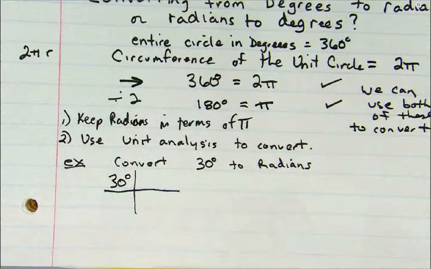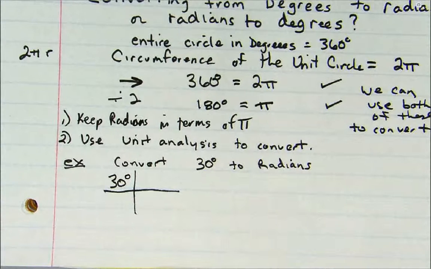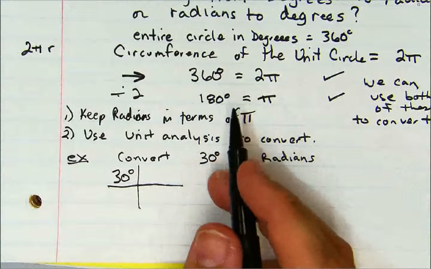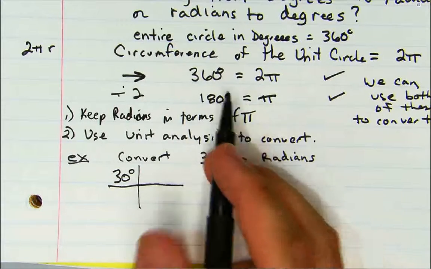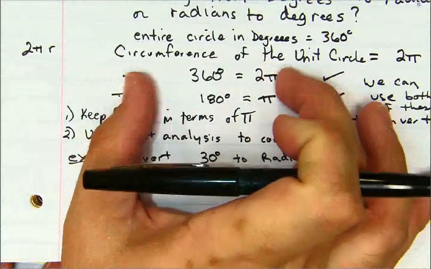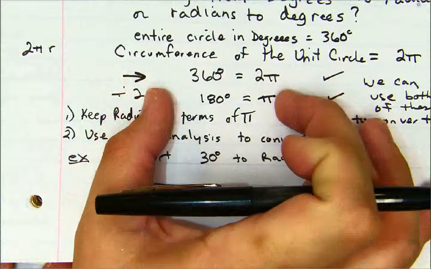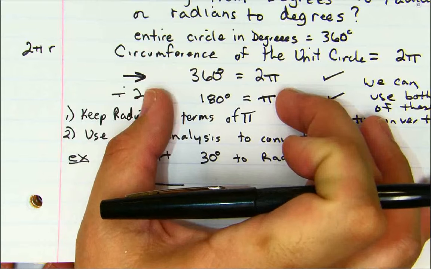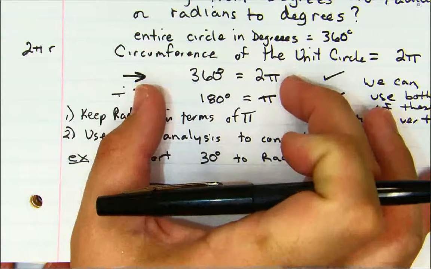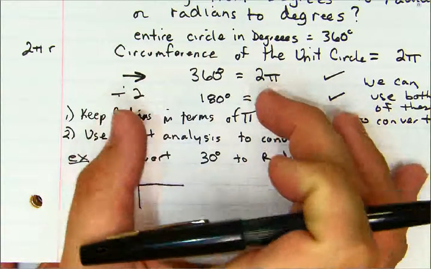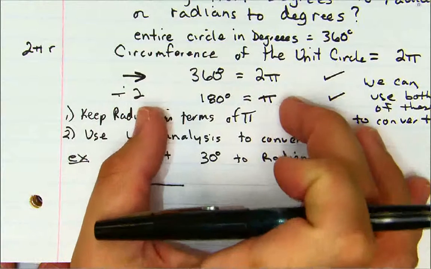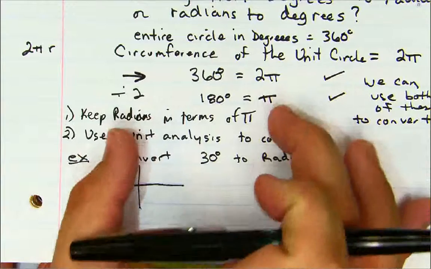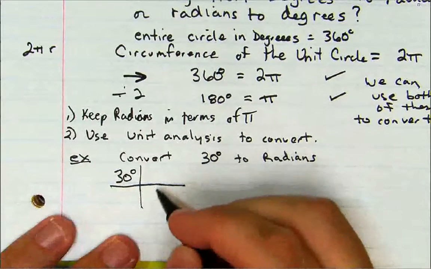Now, whatever one you want to use, go ahead and use it. If I want to use 180 degrees equals pi, great. 1 pi is 180 degrees. 2 pi's are 360 degrees. I don't care which one you use. I'm going to use the 1 pi is equal to 180 degrees because they're simpler numbers. But for you, it doesn't matter. I'll show you both ways.